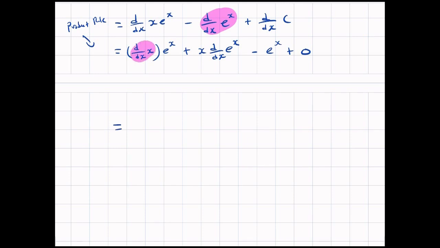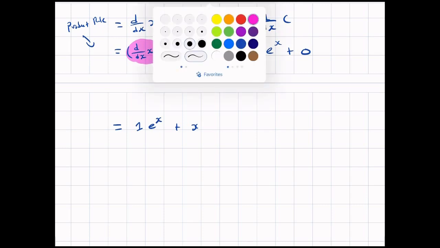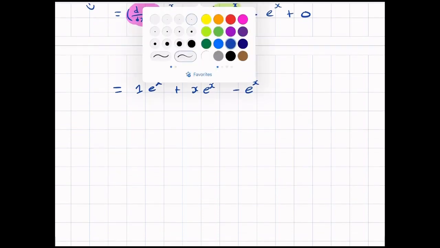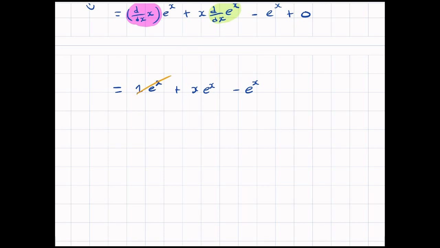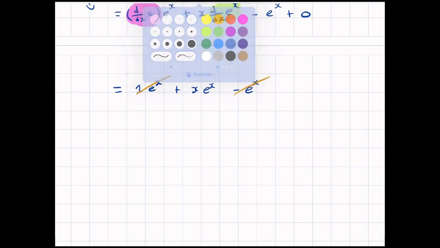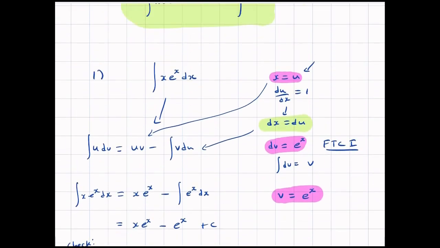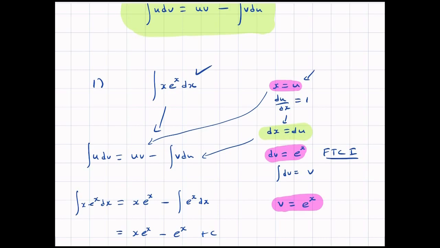Now I go to the next line. The derivative with respect to x of x is just 1, times e to the x, then plus x times d/dx of e to the x, which is again just e to the x. So this ends up being e to the x plus x e to the x, and then I'm subtracting e to the x. The positive e to the x and the negative e to the x cancel, and I just end up with x e to the x, and that is what we were looking for. That's what I was hoping this was going to be, so that's good. It checks out.